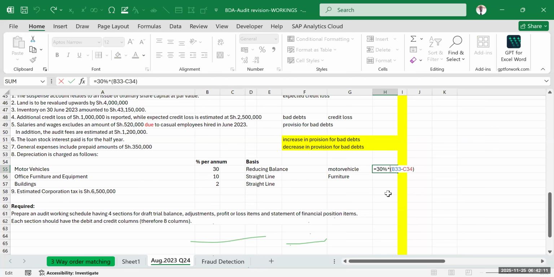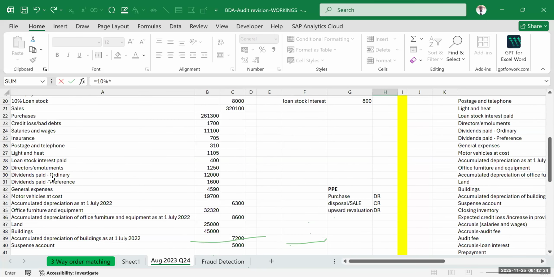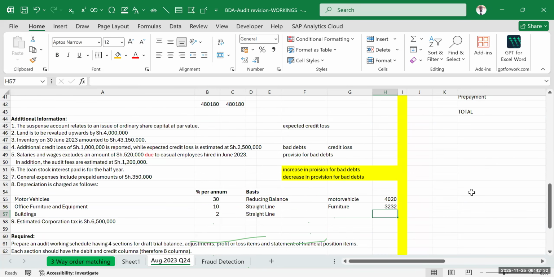Okay. So furniture is depreciated on a straight line basis, and it is at 10%. Straight line means 10% of the cost. Where is the cost? Let's go and look for the cost of furniture. Furniture is 32,320. So 10% of that, we are getting depreciation charge for the year as 3232.